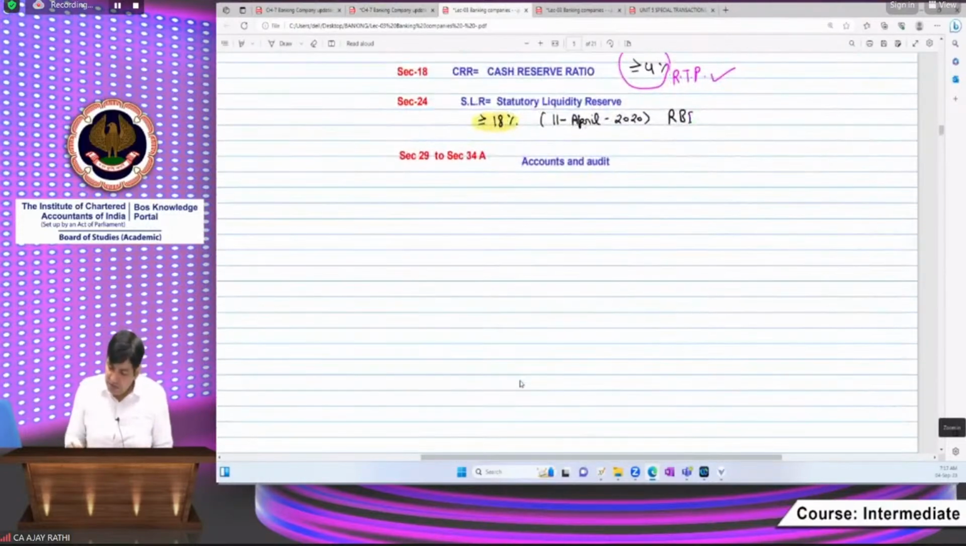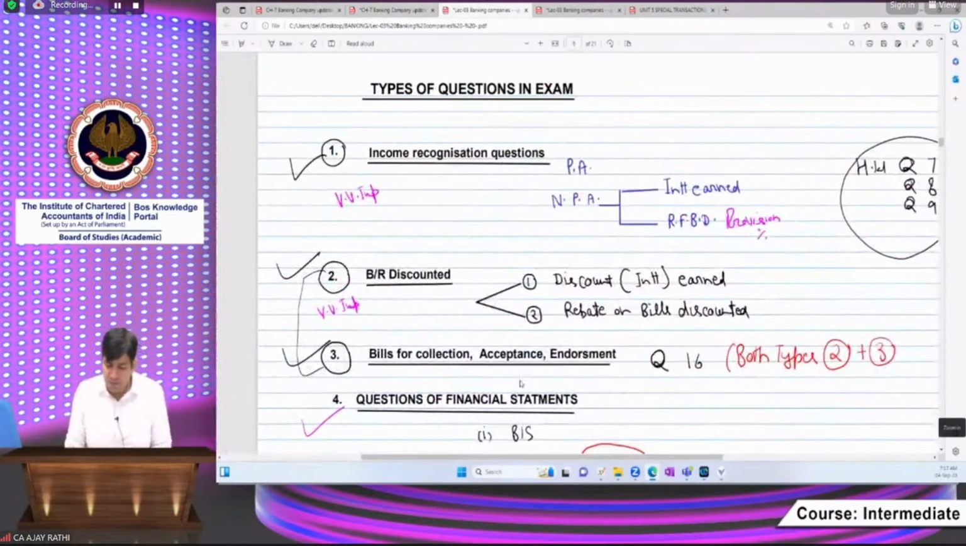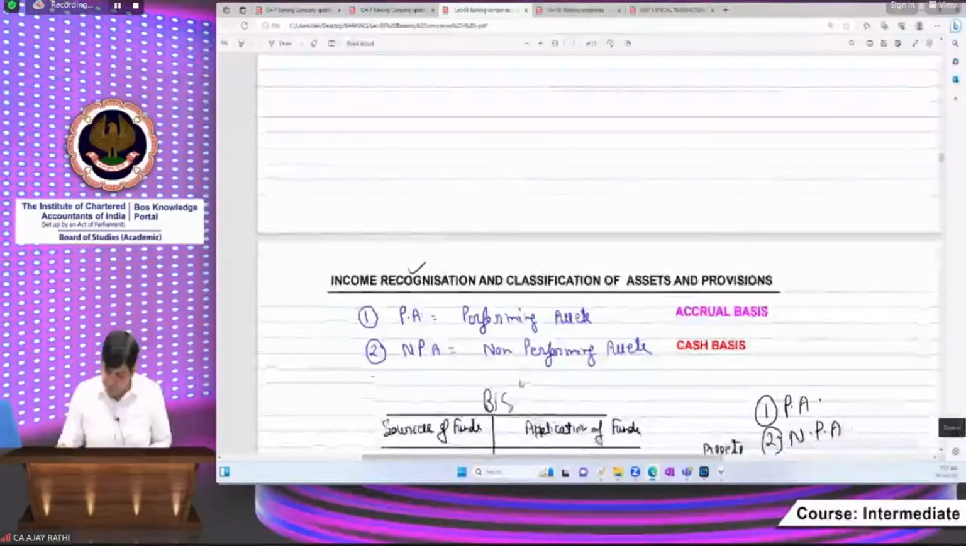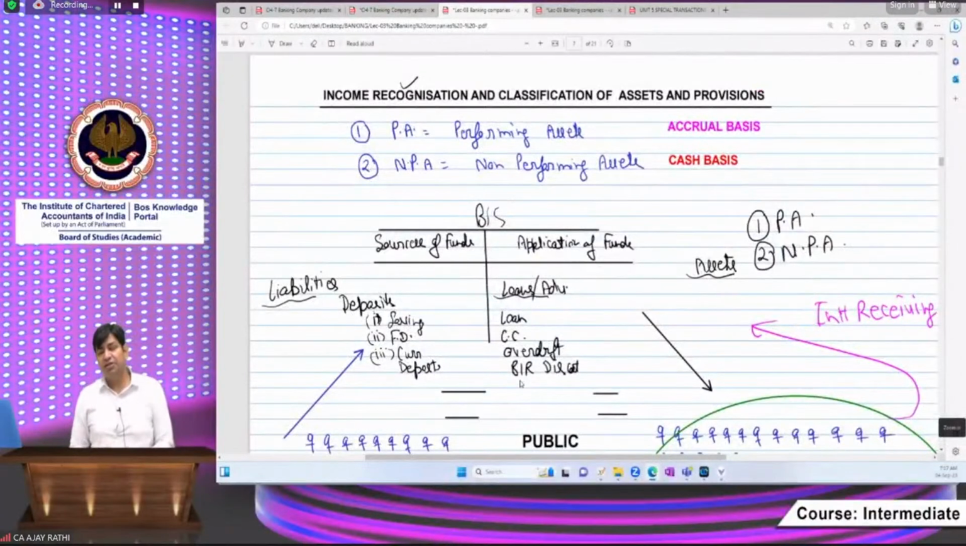Anyways, this is the theory, and after that we move to the types of questions, in which I first discuss income recognition and provision creation concepts. In case of banking, there are two types of assets. In a manufacturing concern, the main assets are plant and machinery. In a trading concern, the main thing is the building where they store and sell the goods. But in case of banking, the main assets are the loans and advances given. That is the main revenue generating asset.